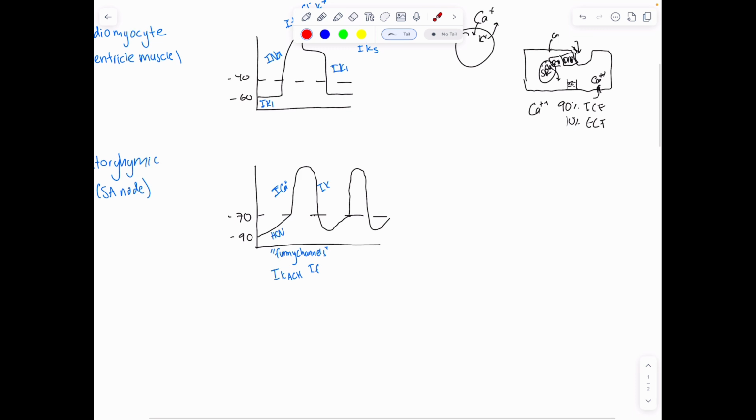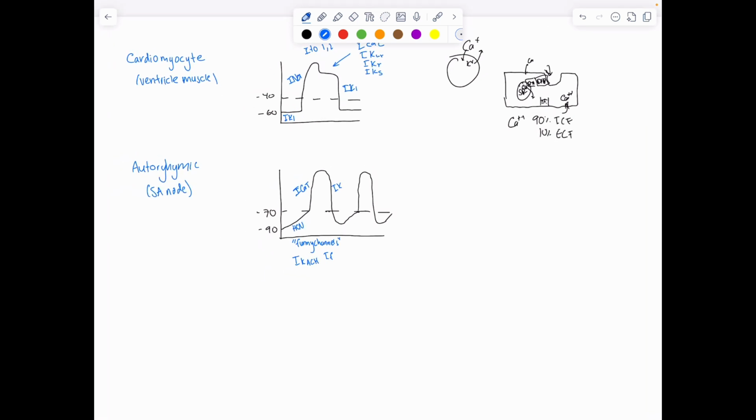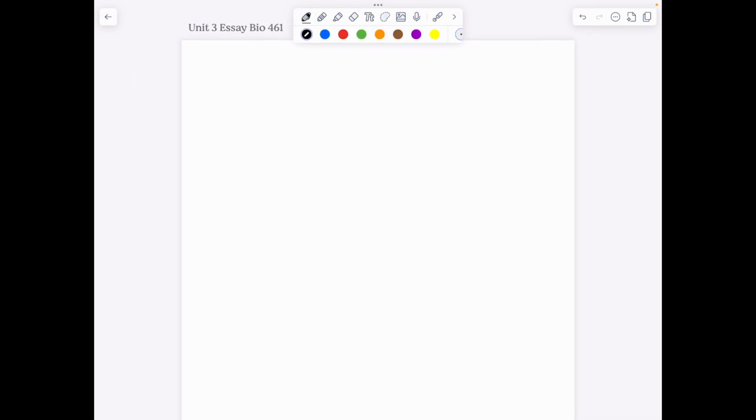And one thing is, this is our T-type right here. And so that kind of wraps up our two different types of heart cells and what their different roles are in the heart.